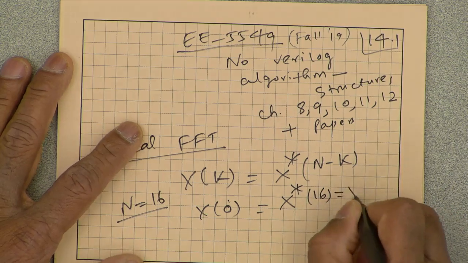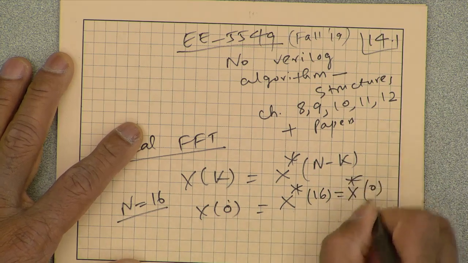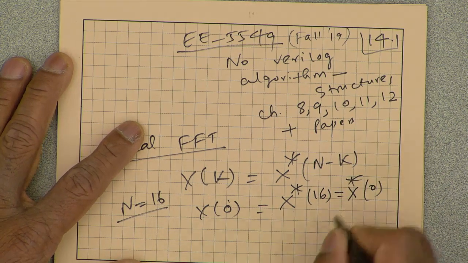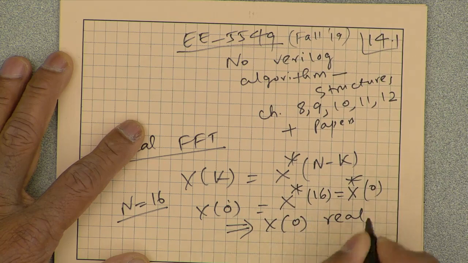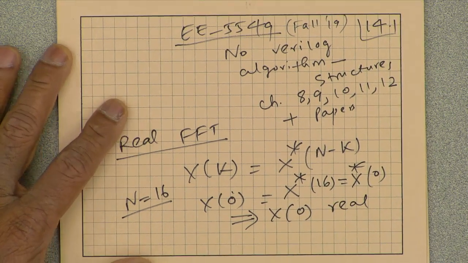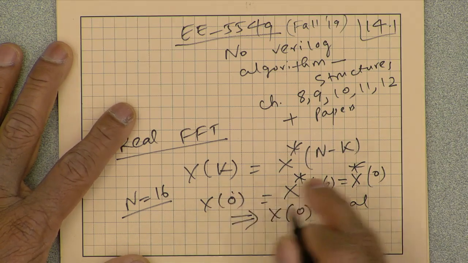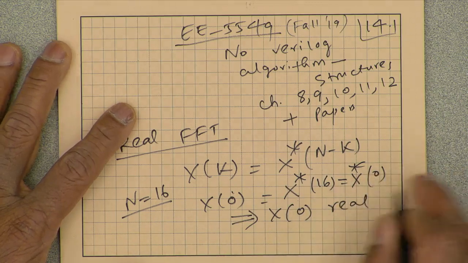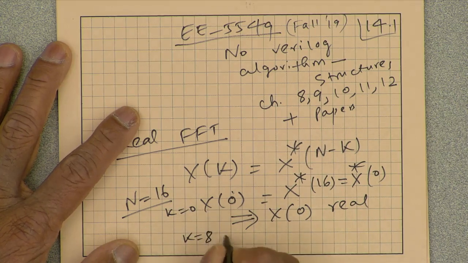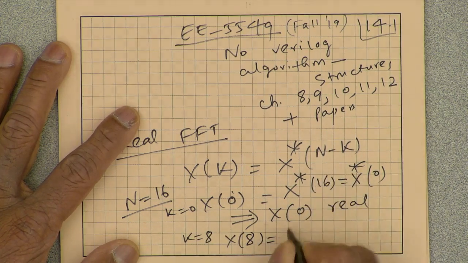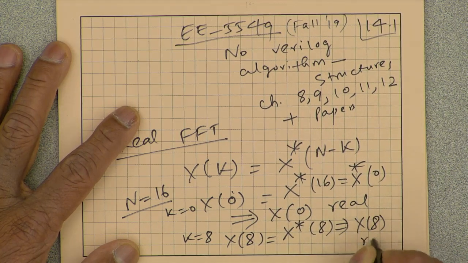which really then means, by the way, because this is periodic with period 16, X conjugate 16 is the same as X conjugate 0, and that implies X0 is equal to X conjugate 0, which implies that X0 is a real value. If it is 3 plus jx, which is the same as 3 minus jx, x must be 0. Similarly, if I substitute k equal to 8, that says again X8 is the conjugate of X(16 minus 8), which is X8, and that also implies X8 is real.